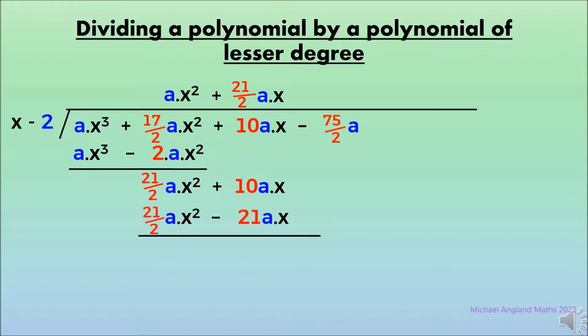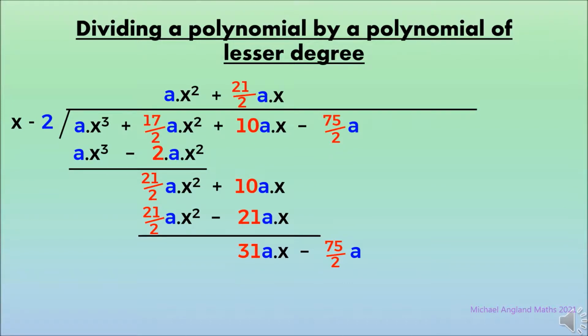Now subtract that from what's above it. So the x squared terms cancel out and we're left with just the x term, 10ax minus 21ax, which is 31ax, and we bring down the constant term. So we have 31ax minus 75 on 2a.